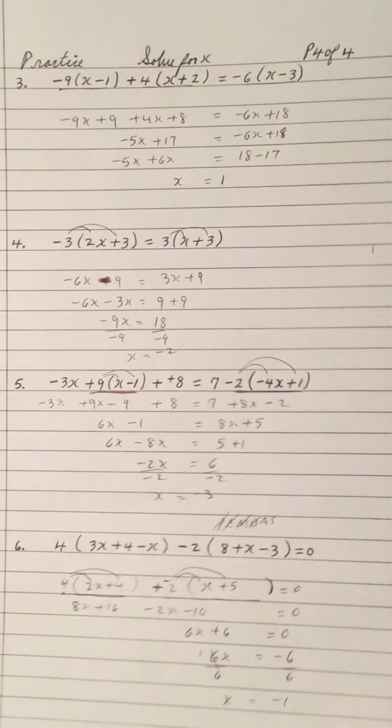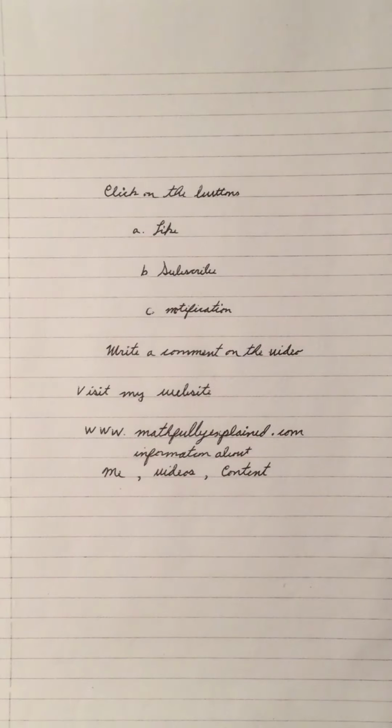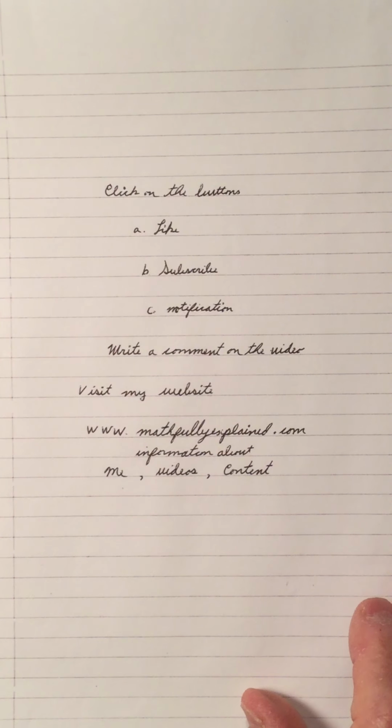And we have the end of this video. So obeying the order of operations is always important, extremely important in math. And the distributive property is extremely important.